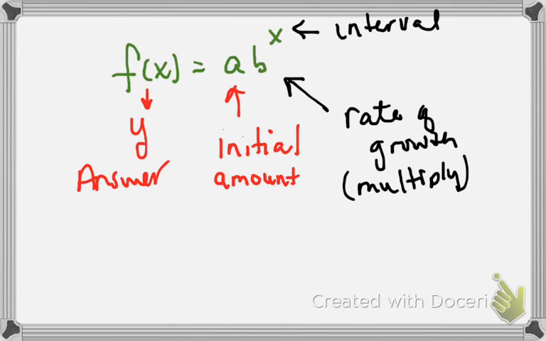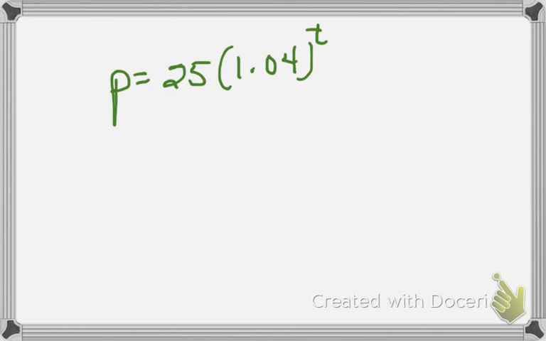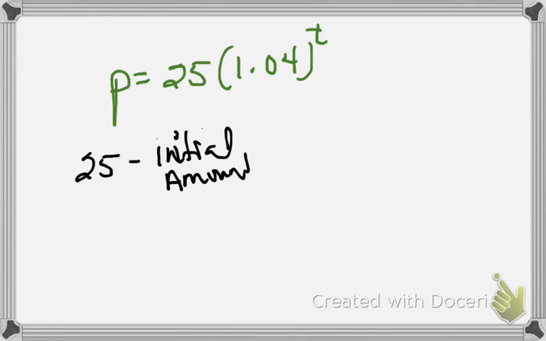All right, so let's look at one and see if we can analyze what's going on. 25 is our initial amount. That's what we started with. Initial amount. If you notice, I got 1.04 in here.